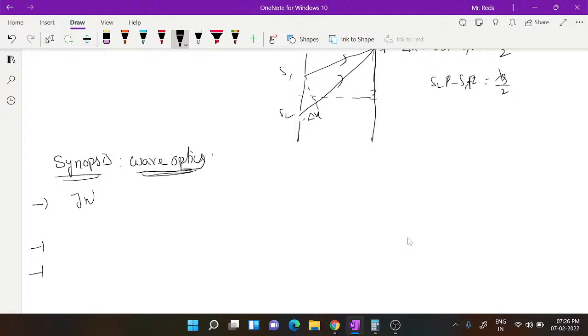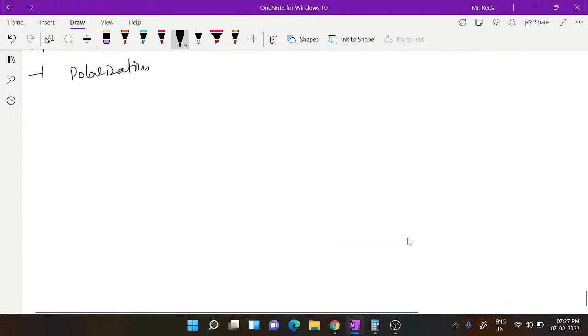One is interference, the second one is diffraction, and the third one is polarization. So the moment you come across the name wave optics, these three should flash in your mind. That is the first point. While preparing the synopsis, just mention these 3 points once, then go to the next page. First you mention this, then further down you write like this. Under this, you take down interference.